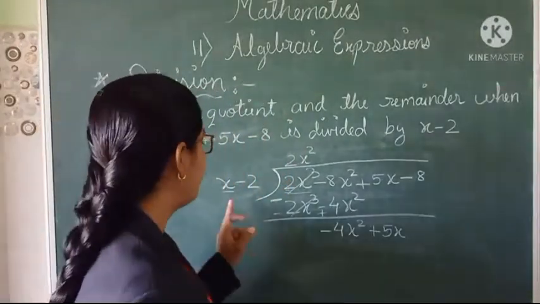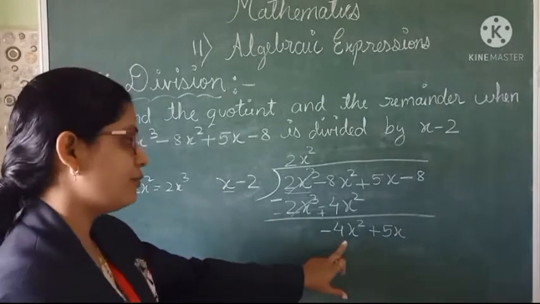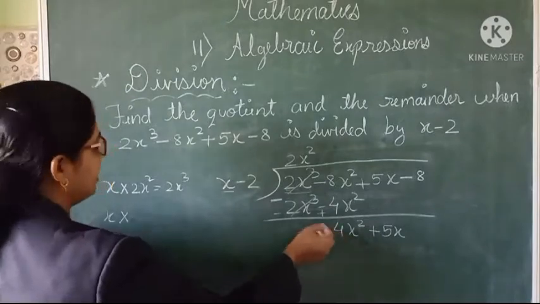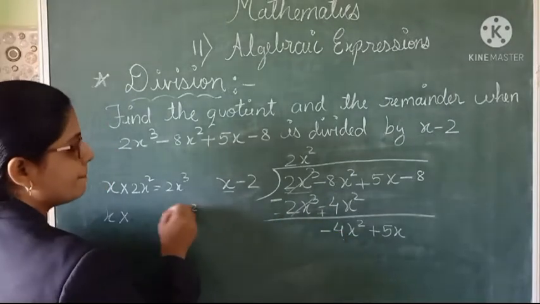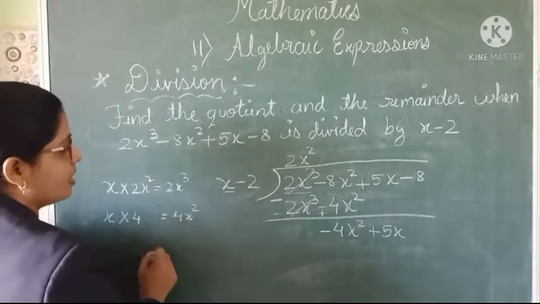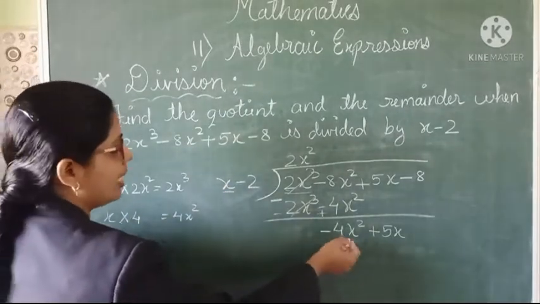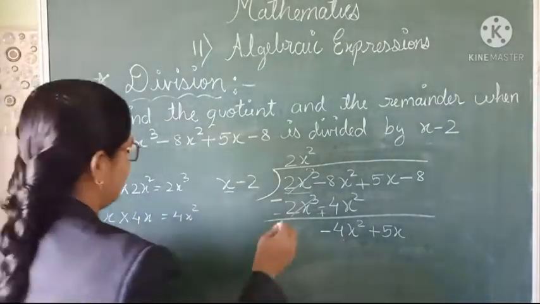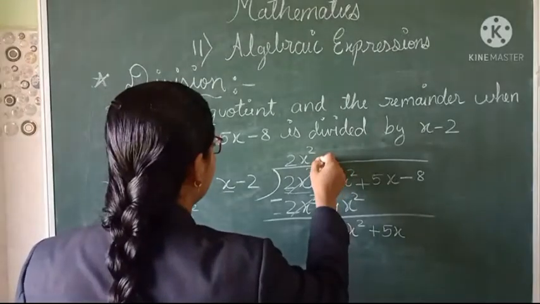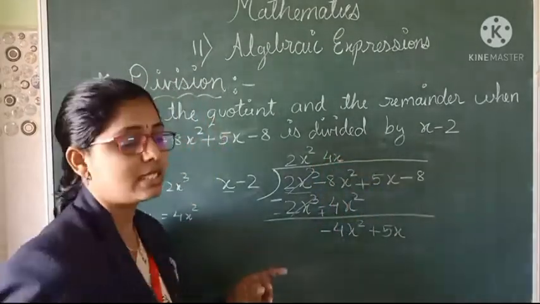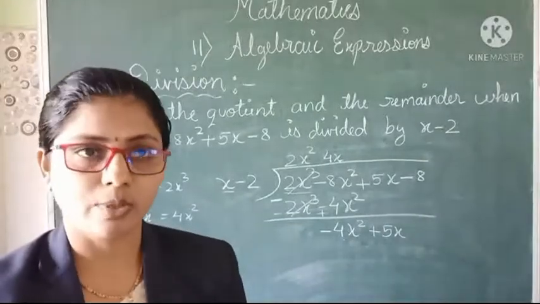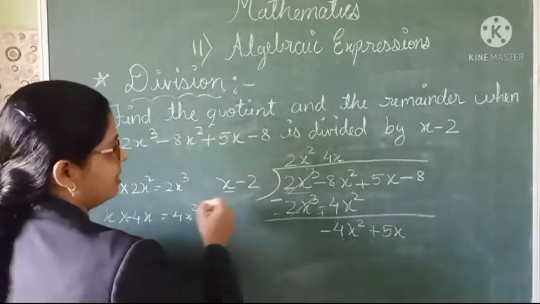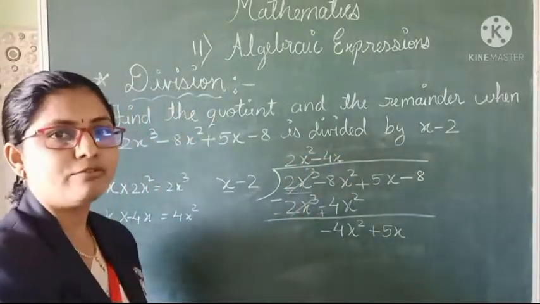Now what number will I multiply with x to get 4x square? x multiplied by what will I do to get 4x square? 4 I will take, already 1x is there, so I will have only 1x. So x into 4x will be 4x square. So what will I multiply here? It will be 4x. But what about the sign? I want a negative sign. So what will I do? Negative 4x I will take. So here will be negative 4x.